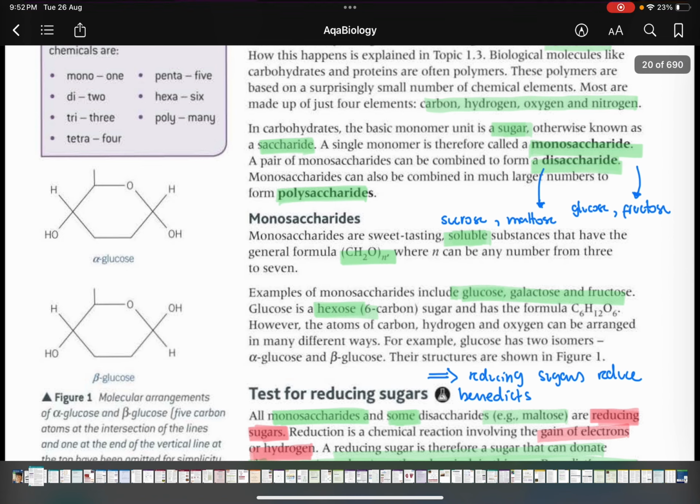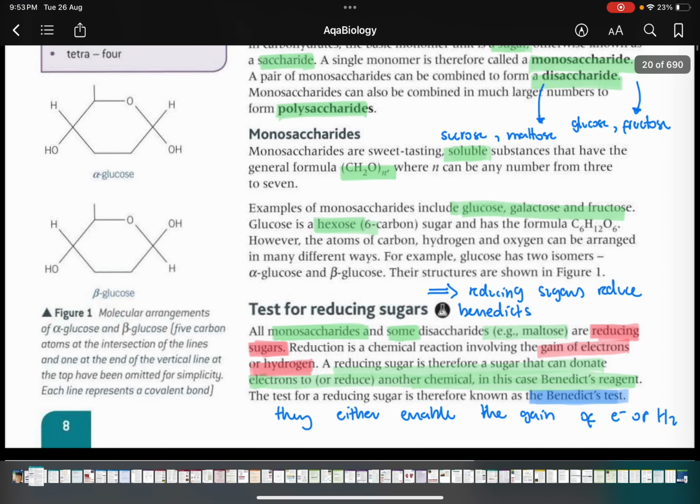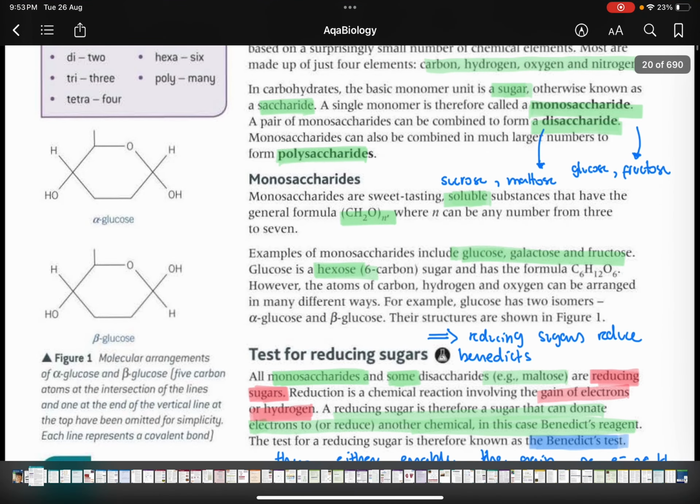So we have glucose, we have fructose. I believe we have galactose. I'm not 100% sure. Yeah, we do have galactose too. So we have glucose, galactose, and fructose. And then monosaccharides are generally sweet tasting, soluble substances that have the general formula (CH2O)n, where n can be any number from 3 to 7.